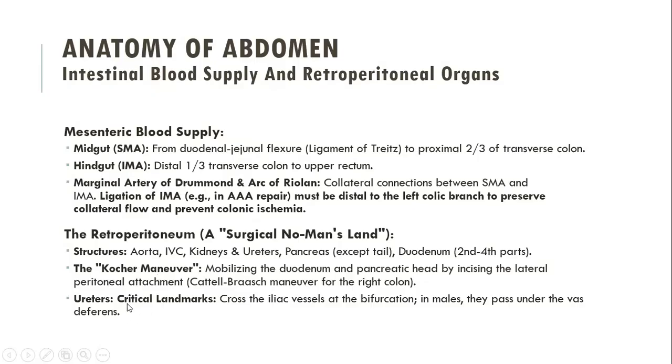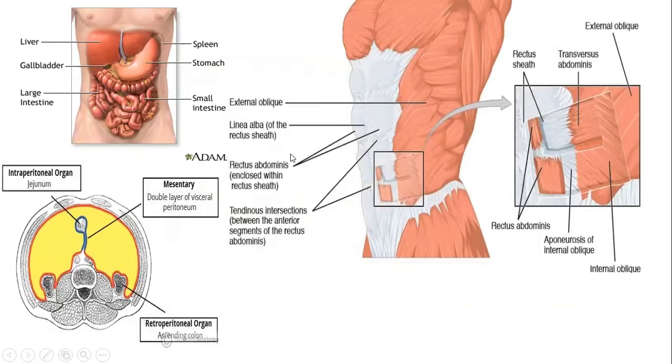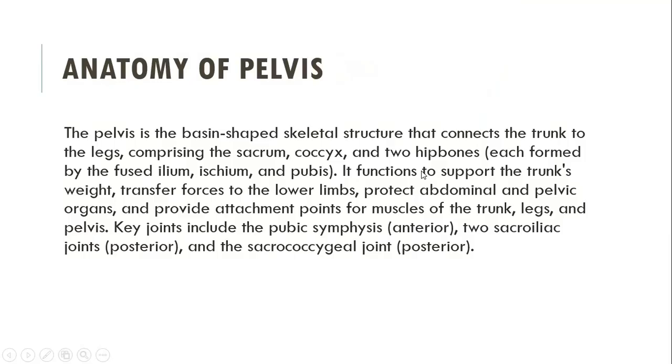Ureters are critical landmarks. They cross the iliac vessels at the bifurcation, and in males they pass under the vas deferens. So this is the maneuver in which you identify or highlight the retroperitoneal structures. So this is basically the abdomen. There you see the intraperitoneal, inside the peritoneum, retroperitoneal, behind the peritoneum, and mesentery is basically a double layer of peritoneum. These are the viscera in the abdomen, and these are the muscles in the abdomen.